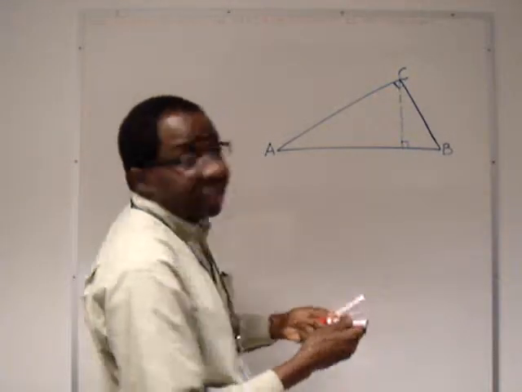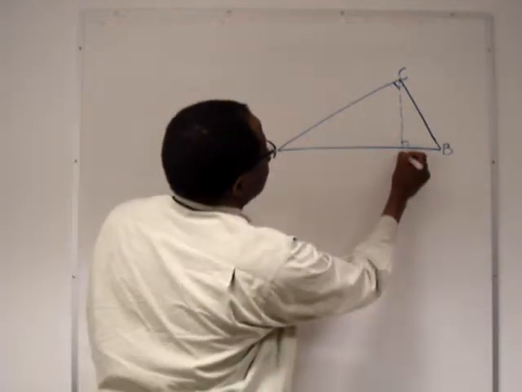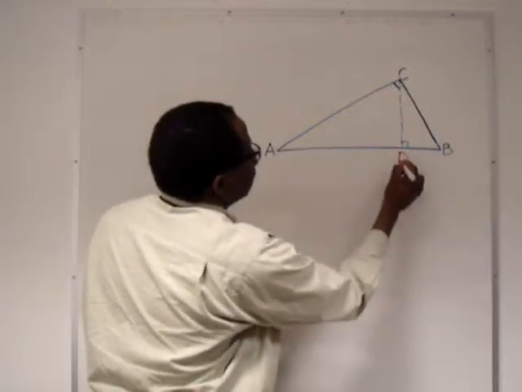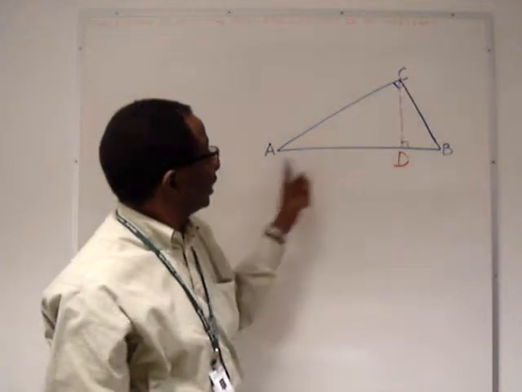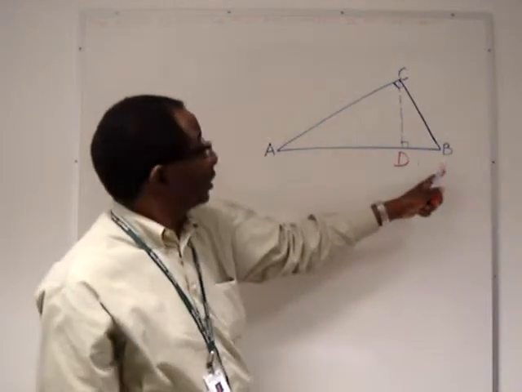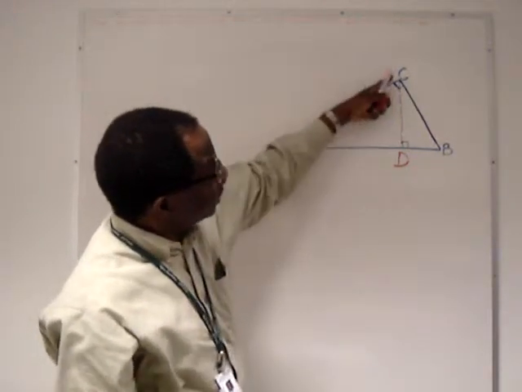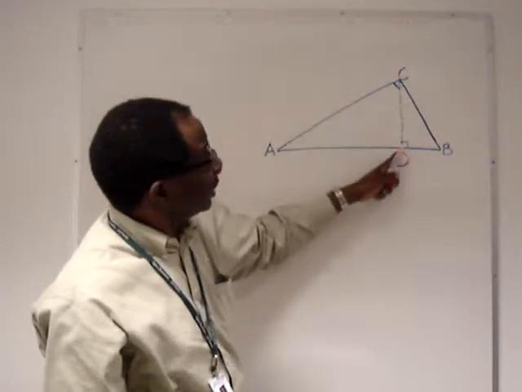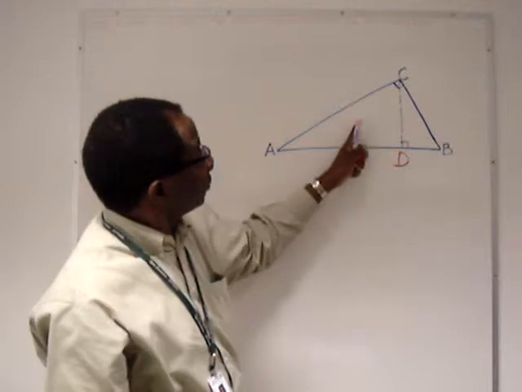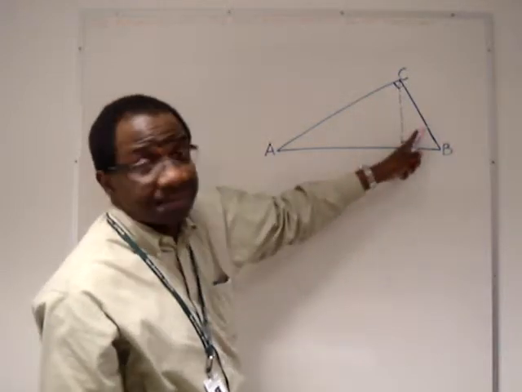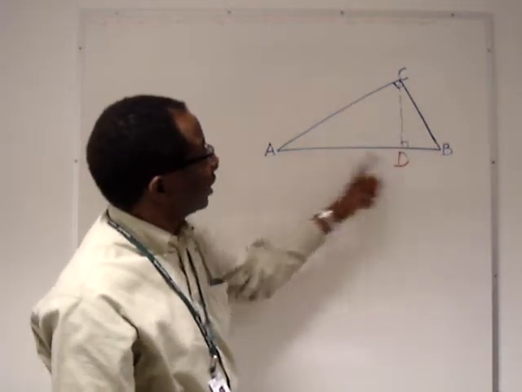So Rachel, as we were saying before, you have the original right angle triangle ACB, and then you draw an altitude to the hypotenuse to make a right angle on the hypotenuse, and then you have two smaller triangles, and you still have the original triangle.